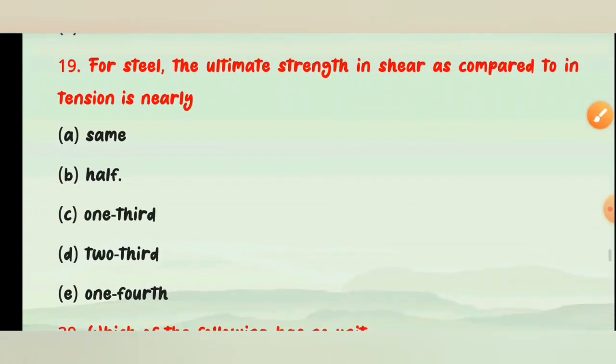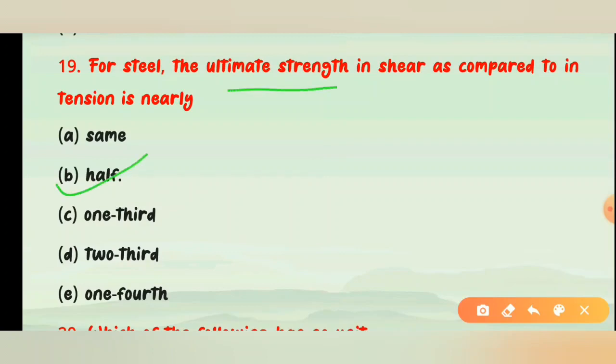Next, for steel, the ultimate strength in shear as compared to tension is nearly half. Ultimate strength in shear compared to tension is nearly equal to 1/2. That is, in tension the ultimate strength is double that of shear.